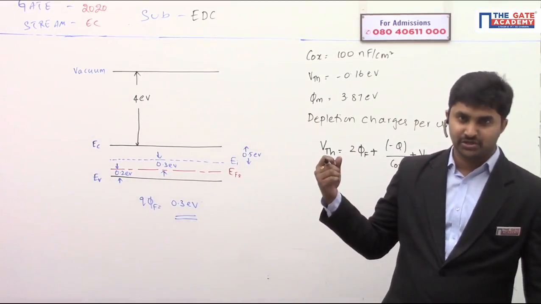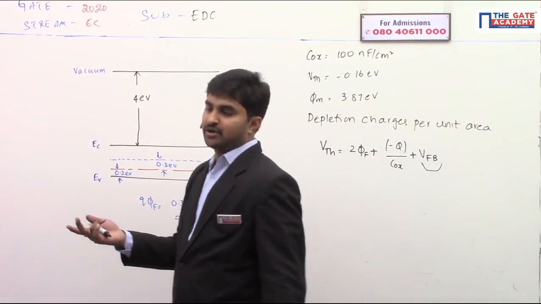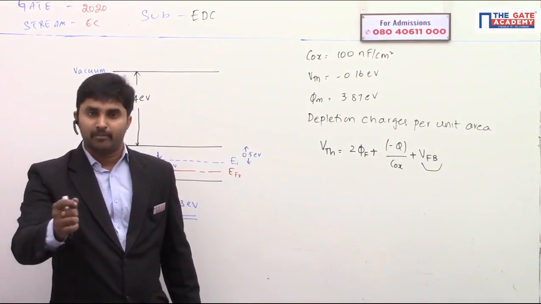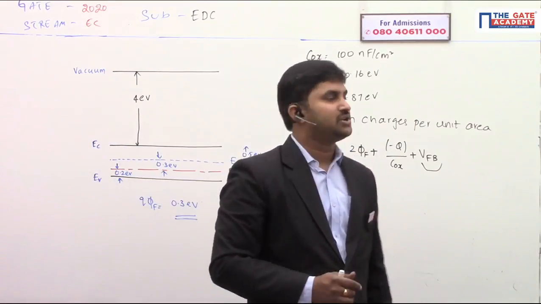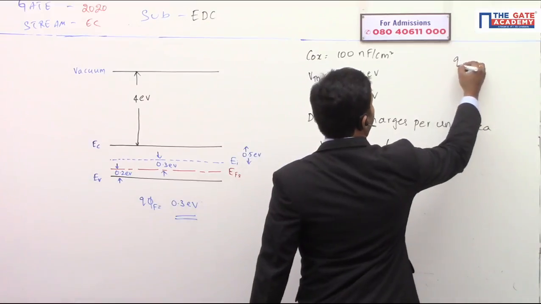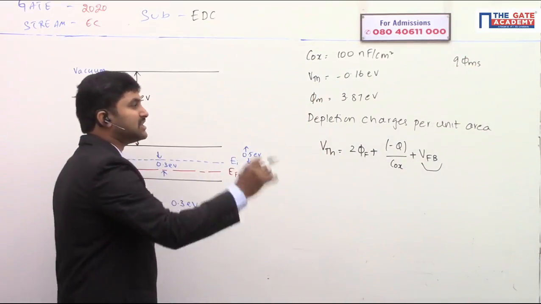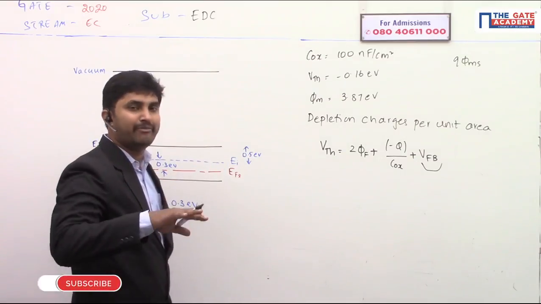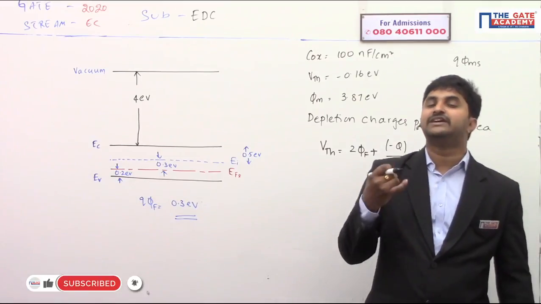Now there are two very important reasons why we are applying the flat band voltage, or why the band bending is happening. Number one is because of the metal semiconductor work function difference. We call it q phi ms. This is one of the reasons why we are going to have a band bending. The second is because of the fixed charges which are present inside the oxide layer.